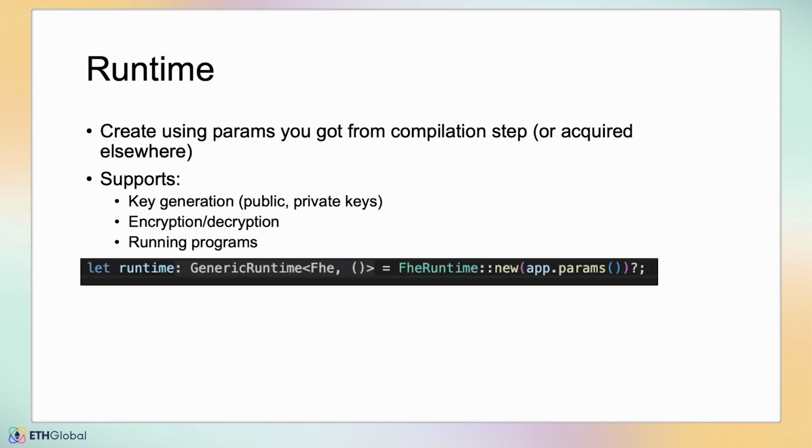Next, we'll create a runtime. A runtime allows you to encrypt and decrypt data, perform key generation, and run programs. To do this, you call the new constructor, and you pass the parameters that previously resulted from the application compilation, and this returns a runtime that you can later use.